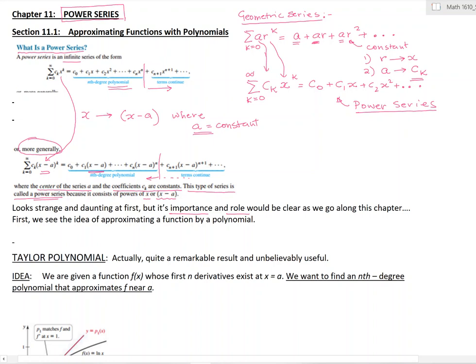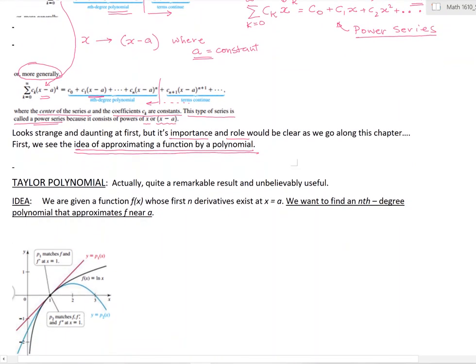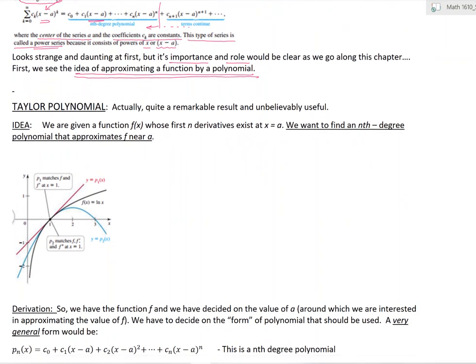But before we go to the power series, we have to understand the idea of approximating a function by a polynomial. Again, it may seem why is this important at this time, but you will see why it extends to power series. So if we are given a function f of x and we want to approximate it, then one of the best ways is by what is called a Taylor polynomial.